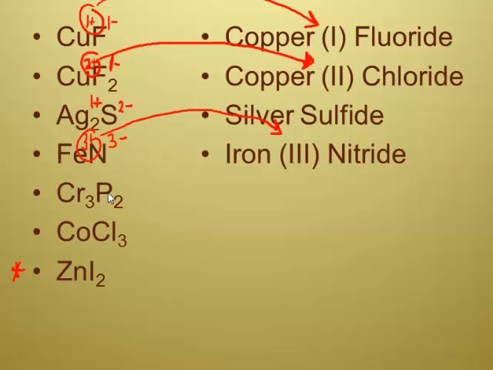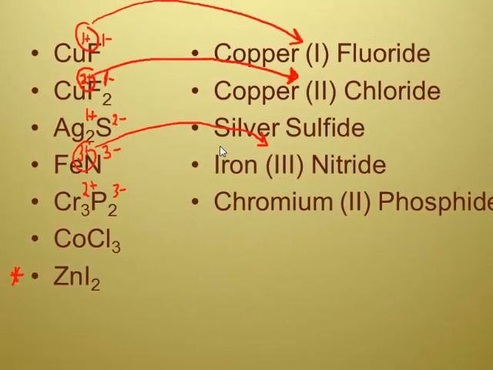All right, phosphorus, I know. Phosphorus is in the same group as nitrogen, so it's going to be 3 negative. If you do the math, that's a total of -6. So I need a total of +6 over here, but there's 3 of them. So 3 times 2 gives me 6. So chromium 2 phosphide.